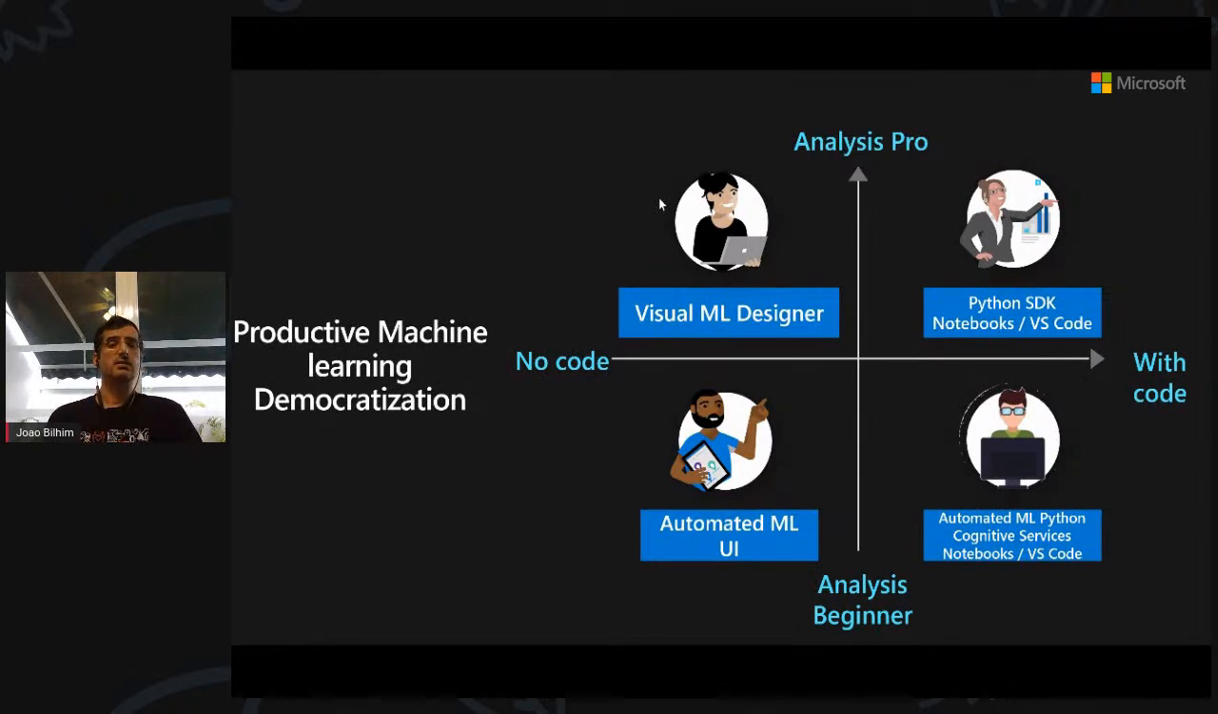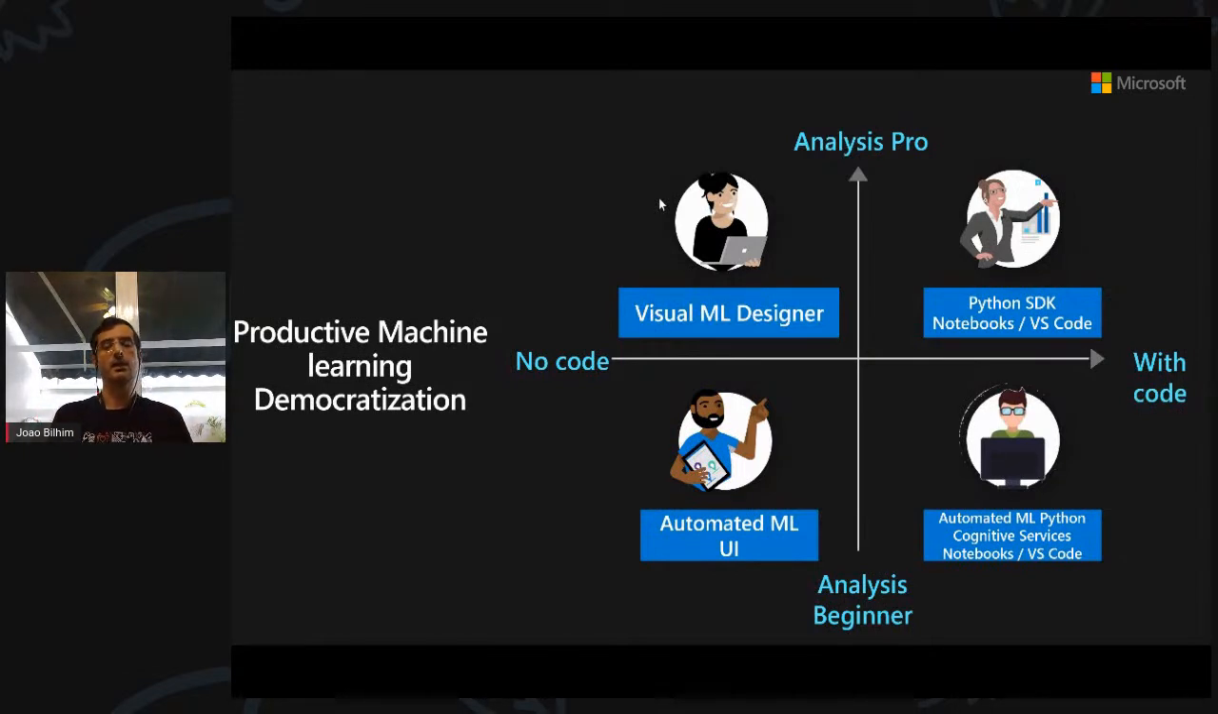On the same axis of lower preference to code, if you actually don't know a lot even about ML, you can use the automated machine learning UI, where you just provide the data set, and it will run a batch series of models, different models, including ensemble models, and it will give you the best performing model for the data that you had.